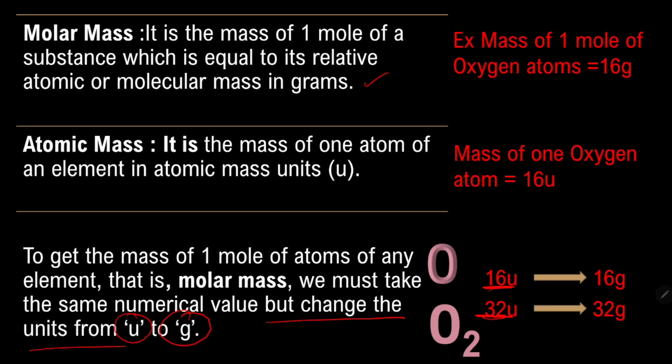For example, let's take oxygen atoms. We know that the mass of one oxygen atom is 16 u, and the mass of 1 mole of oxygen atoms, that means 6.022 × 10^23 oxygen atoms, is 16 grams. So the numerical value, this 16, is the same. The only thing which changed is the unit, from u to g.